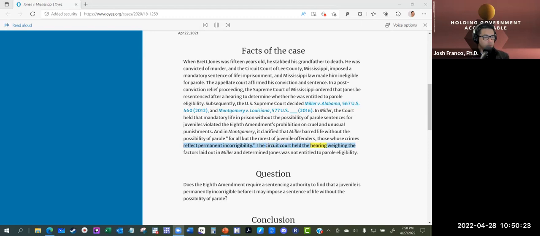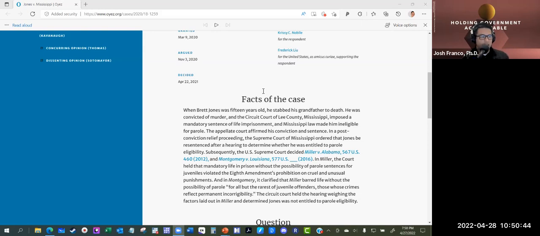The Circuit Court held the hearing weighing the factors laid out in Miller and determined Jones was not entitled to parole eligibility. Question: does the Eighth Amendment require a sentencing authority to find that a juvenile is permanently incorrigible before it may impose a sentence of life without the possibility of parole?